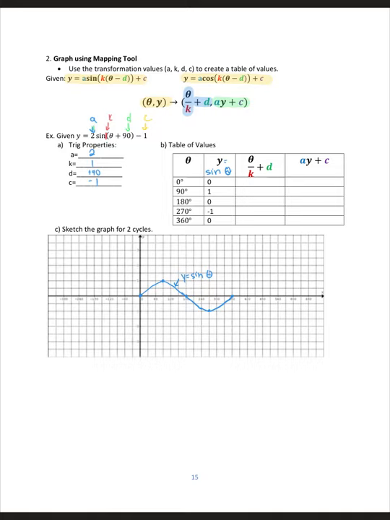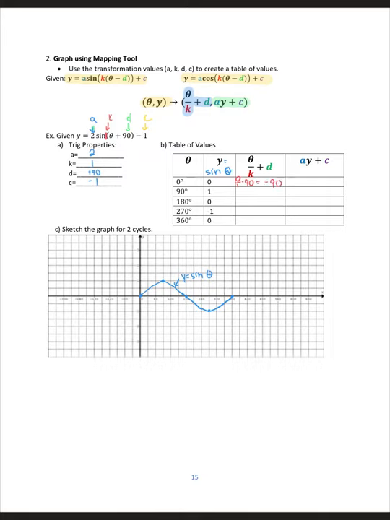So we're going to start with all of our theta values. Our thetas are affected by that k. So we're going to take theta divided by k plus d. If my theta is 0, I'm going to do 0 divided by my k value, which is 1, plus my d value, which is 90. You have to remember here that this is the opposite of what's happening, right? We always use the opposite sign for what's going on in my d. So this would be minus 90. So 0 divided by 1 is 0, minus 90 would be a negative 90.